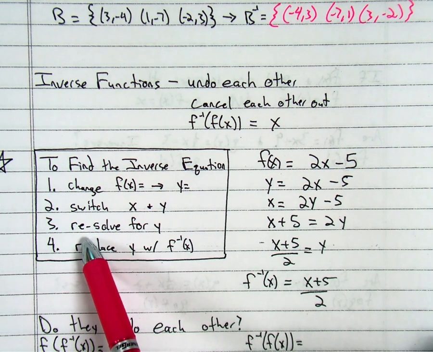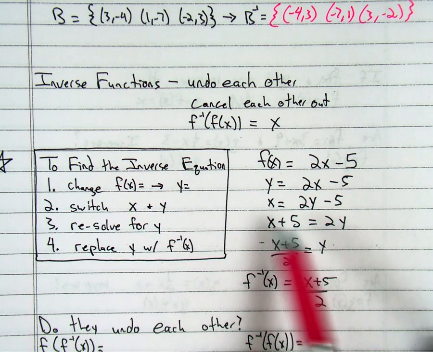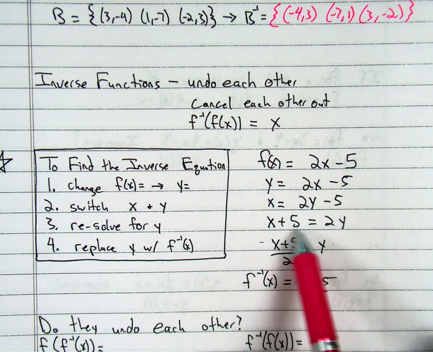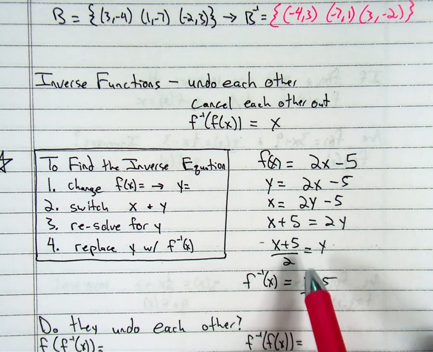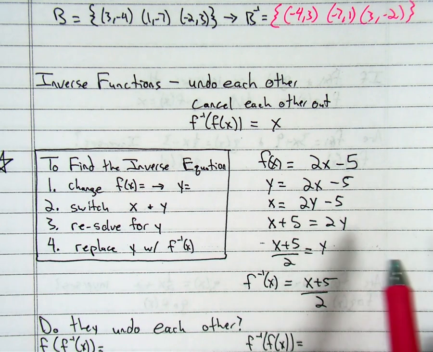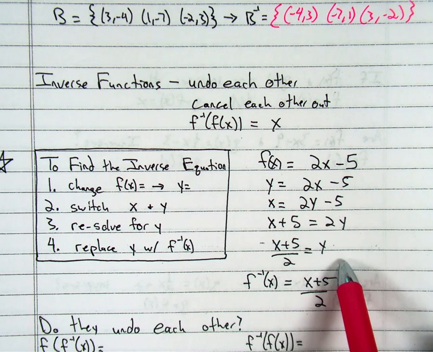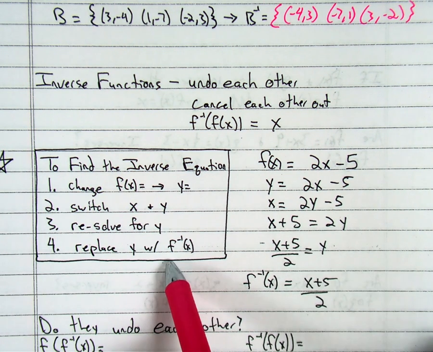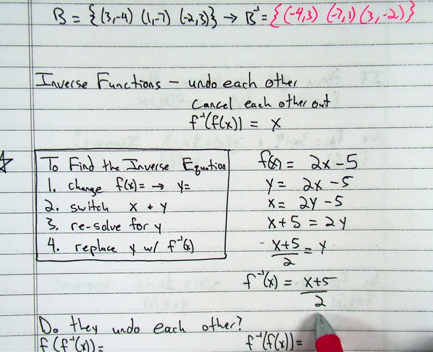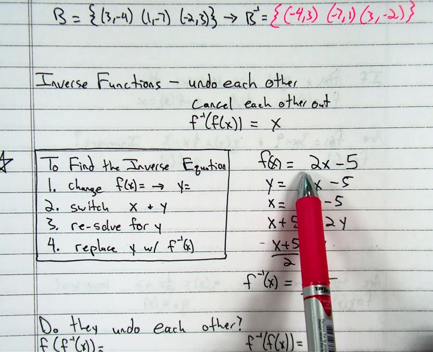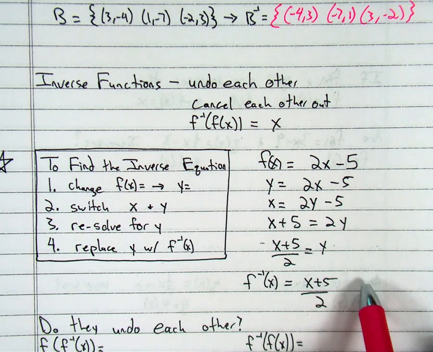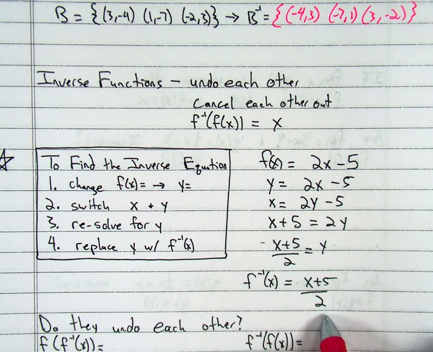Now we want to re-solve for that y. We're going to add 5 over and divide by 2. So we have x plus 5 over 2. And last but not least, we're going to replace the y with f inverse. Ta-da! So 2 times x minus 5, its inverse is x plus 5 divided by 2.